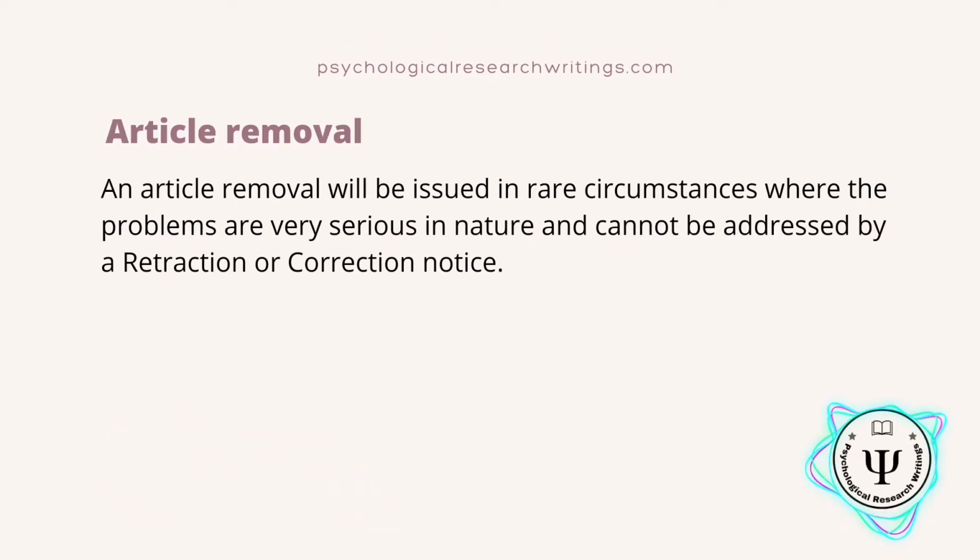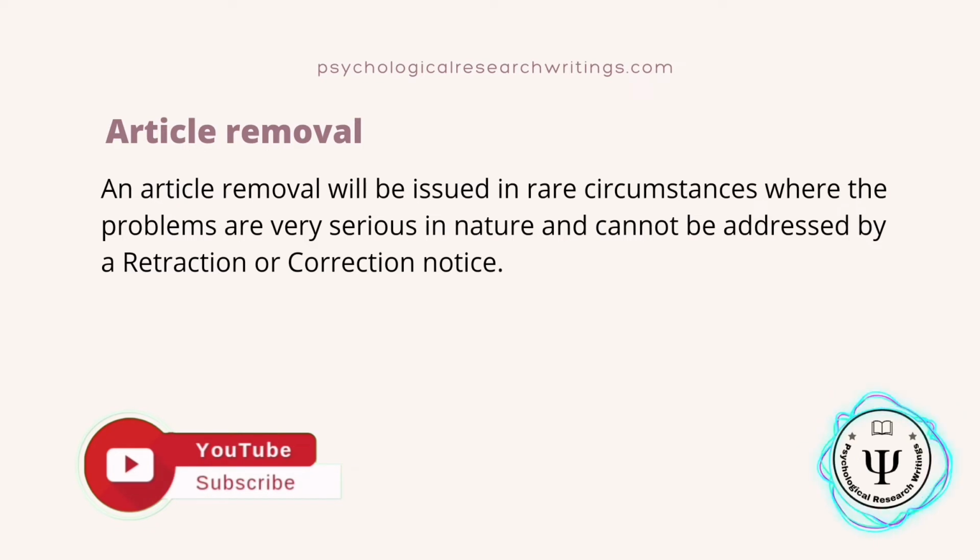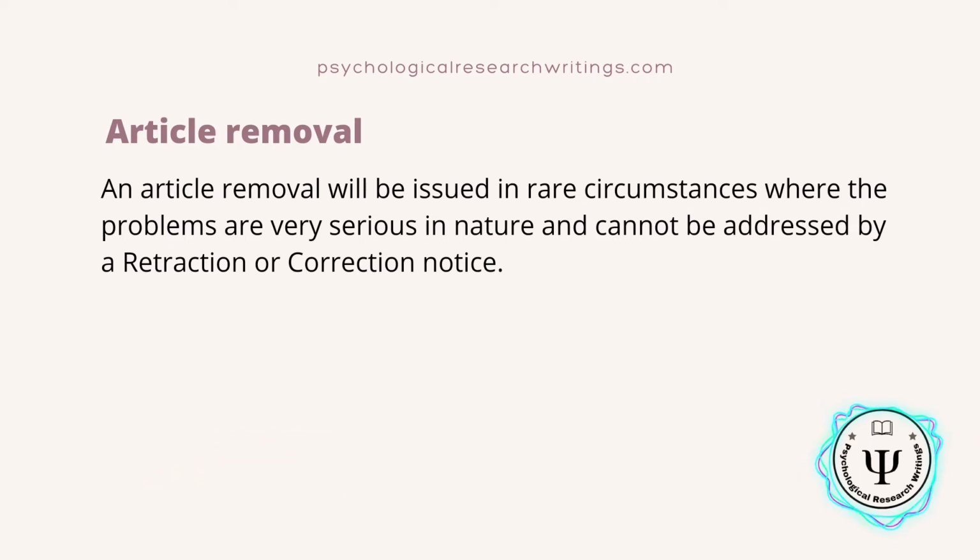Now the next one is article removal. An article removal is basically a notice which will be issued in rare circumstances where the problem is very serious in nature and cannot be addressed by a retraction or correction notice. A journal will consider removal of a published article from their database in very limited circumstances. For example, if the article contains content that could pose a serious risk if followed or acted upon.